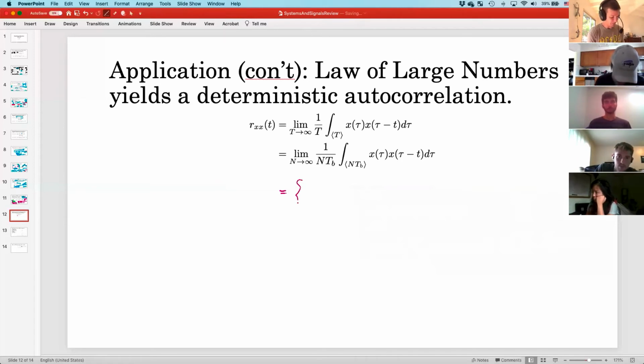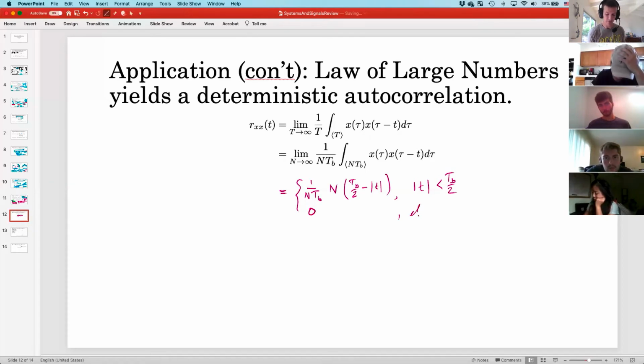This is going to be one of two things. It's either going to be 1 over n times TB times n bit periods. Each bit period contributes TB over 2 minus T area. And that's only true if we're looking at little t's within half a bit period. Otherwise, the autocorrelation is 0.